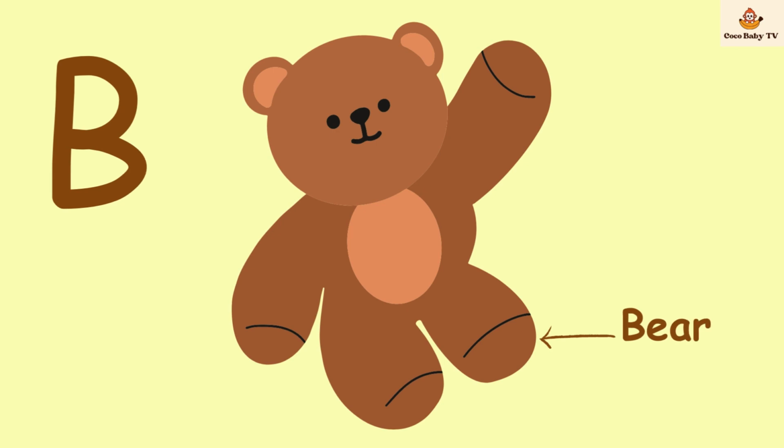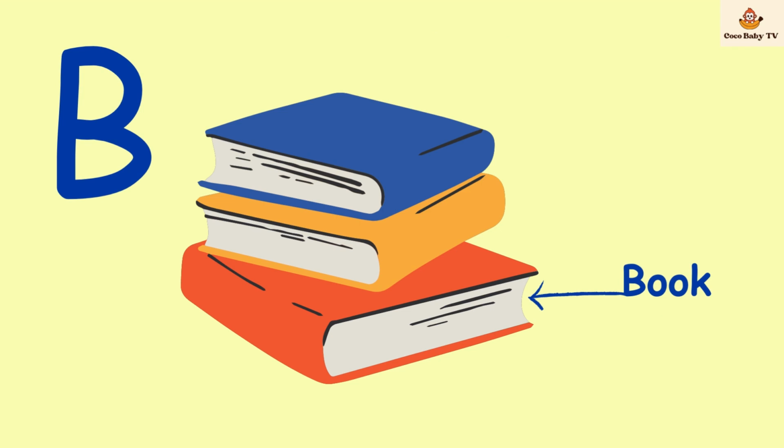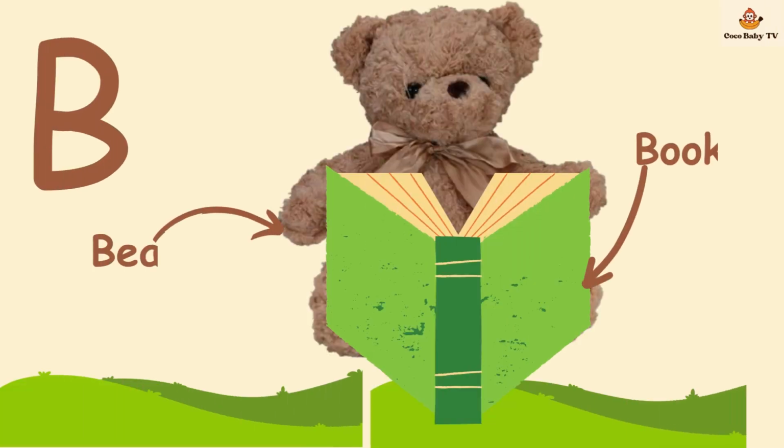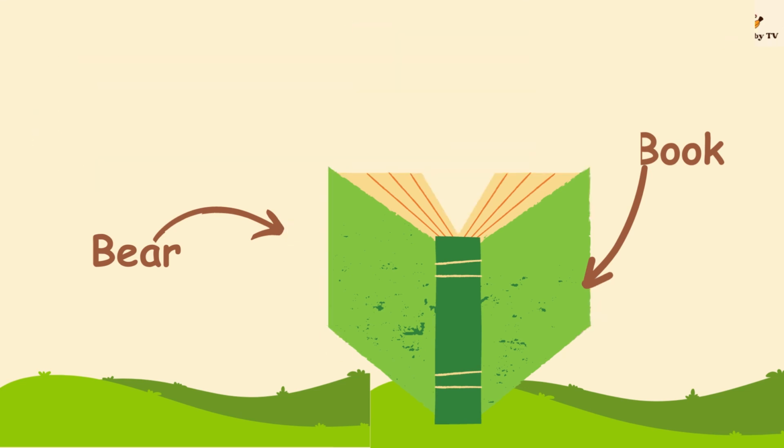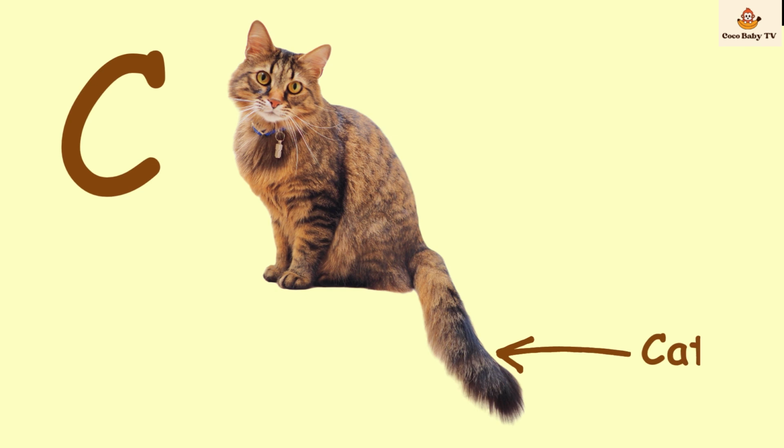B is for bear. B is for books. B is for bear. B is for book. Bear reads a book. C is for cat.